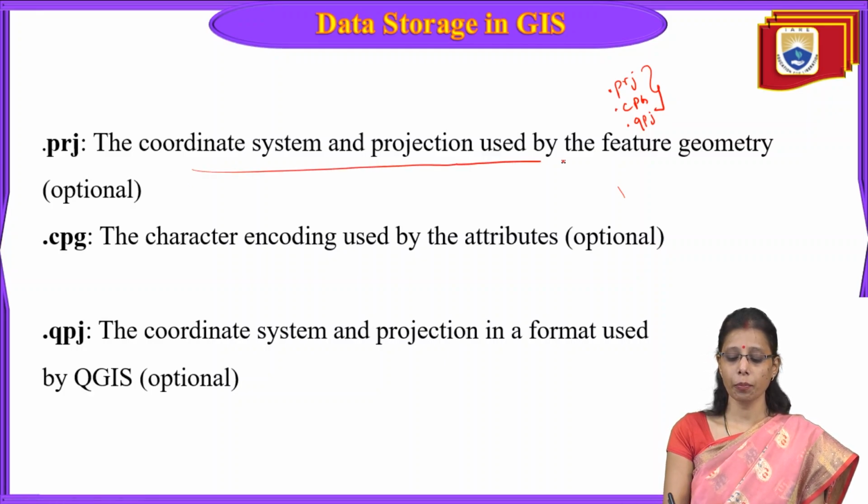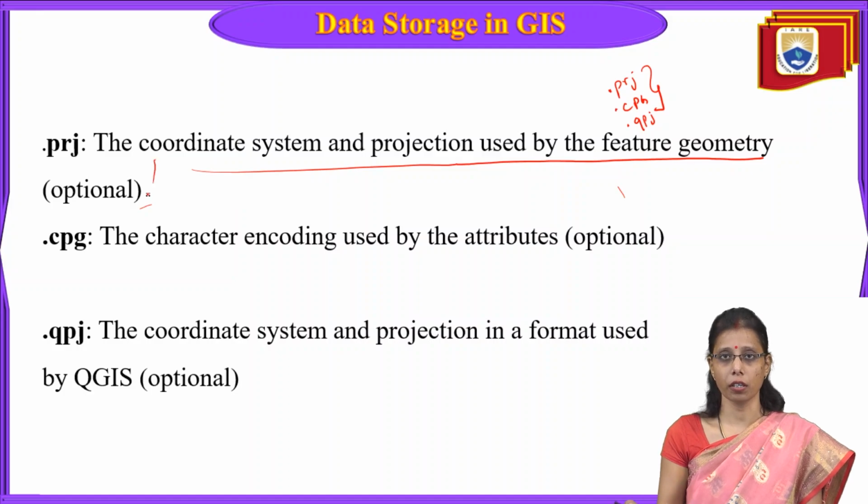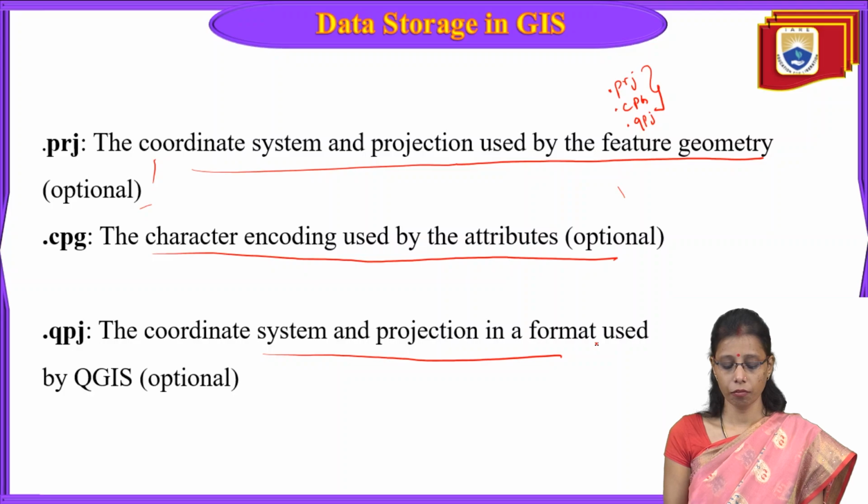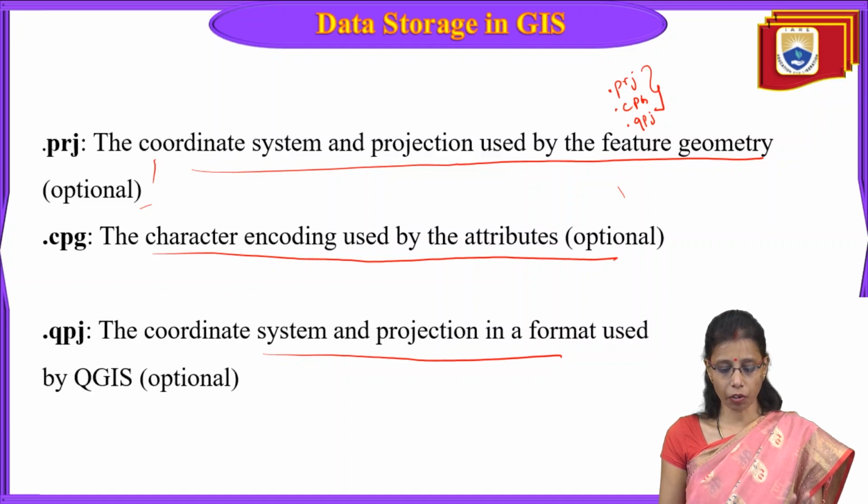The .prj holds the coordinate system and the projection used by the feature geometry, and is optional. The .cpg is the character encoding used by the attributes. And .qpj is a coordinate system and projection in the format used by QGIS, ArcGIS, or any kind of software we are going to use to create shapefiles. This works with all kinds of shapefile. That all depends on what type of shapefile we are going to use.